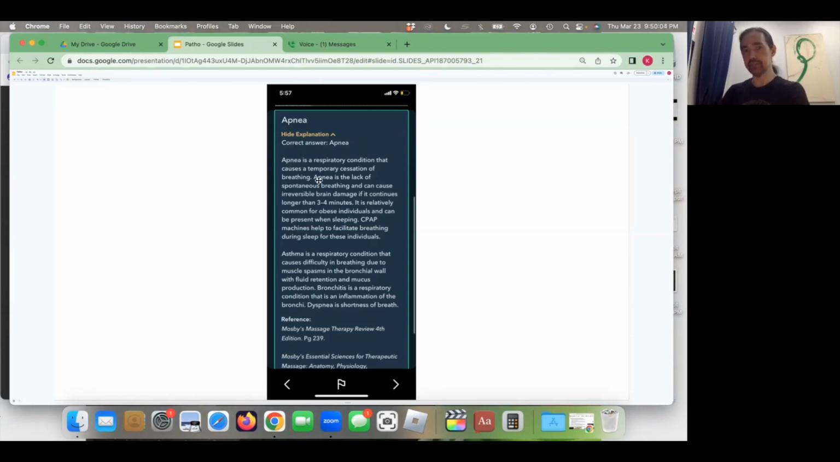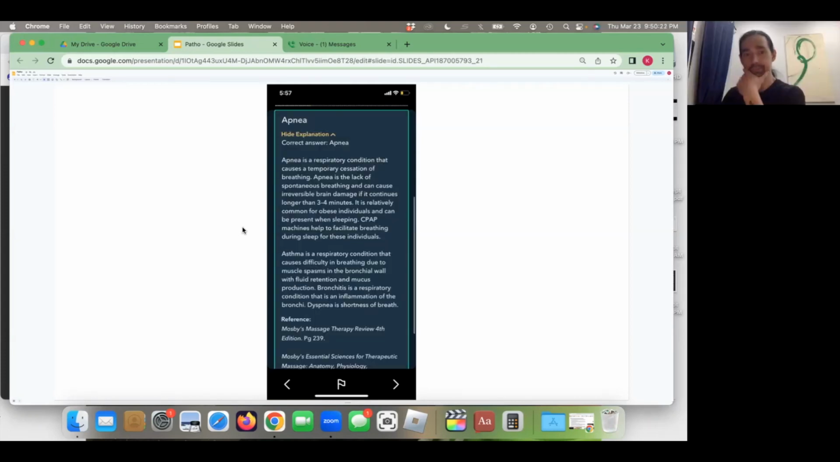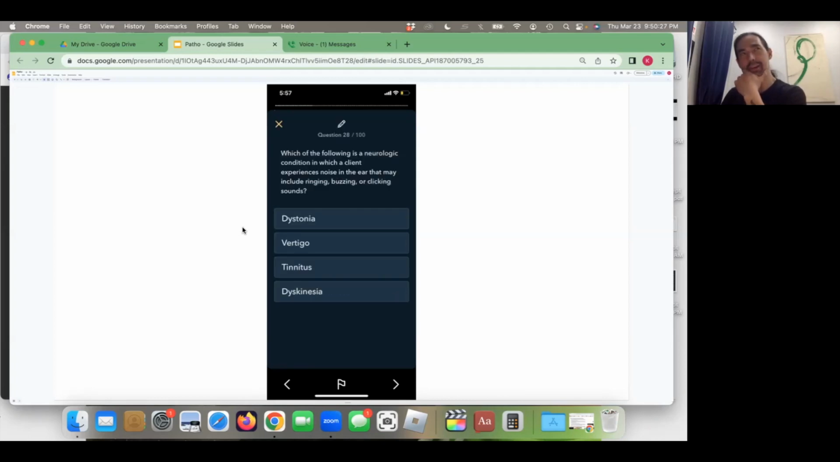Temporary cessation of breathing. Apnea is the lack of spontaneous breathing and can cause irreversible brain damage if it continues longer than 3 to 4 minutes. Relatively common for obese individuals and can be present when sleeping. So you know who to watch out for, right? Oh, so that just means sleep apnea. I think the implication is that sleep apnea is a type of apnea. Maybe apnea can occur at other times.